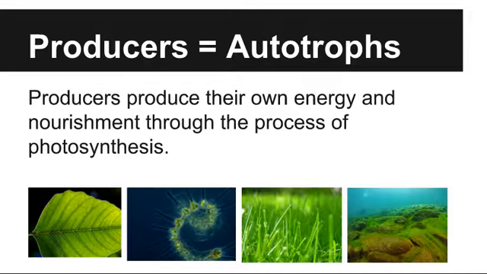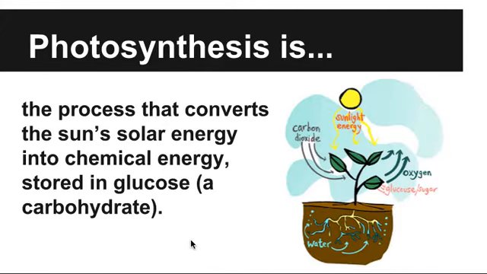So, what can do that? There's really only one thing that can do that, and those are producers such as plants, algae, or special bacteria. Producers produce their own energy and nourishment through the process called photosynthesis. What is photosynthesis? It's the process that converts the sun's solar energy into chemical energy, which is stored in glucose or sugar, which we remember from our last unit is a carbohydrate. So we take energy from the sun and turn it into sugar, which we know gives energy to animals.